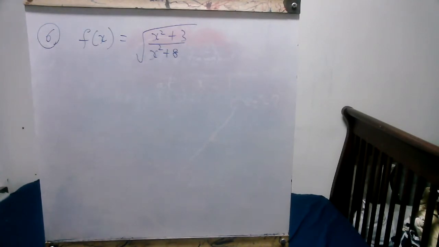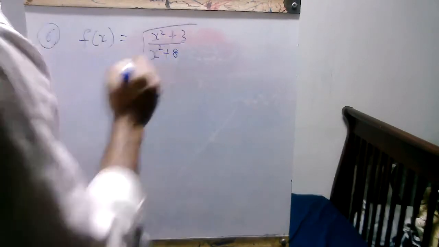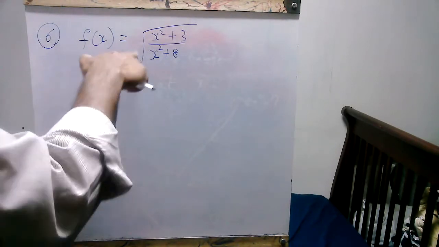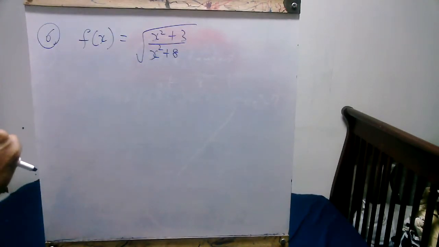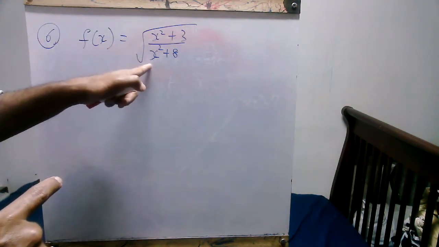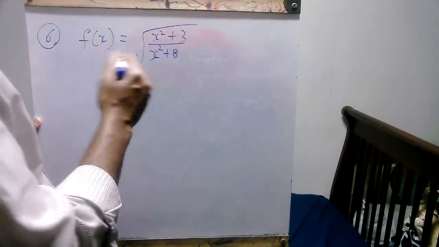Square root of (x square plus 3) divided by (x square plus 8). I picked this example because I know some of you are scared of this radical sign. In this case, when we have to find the derivative, express this expression in exponential form, which means convert this radical form into exponential form.